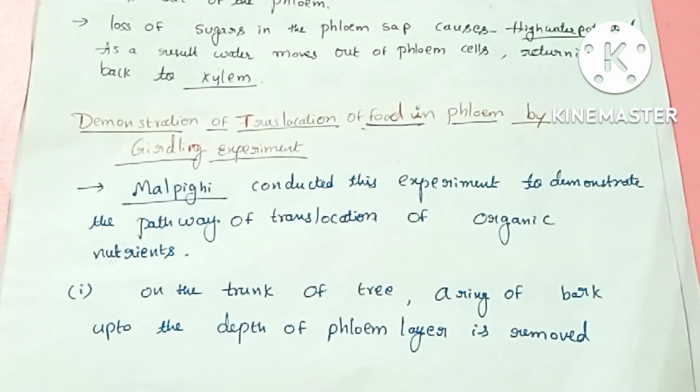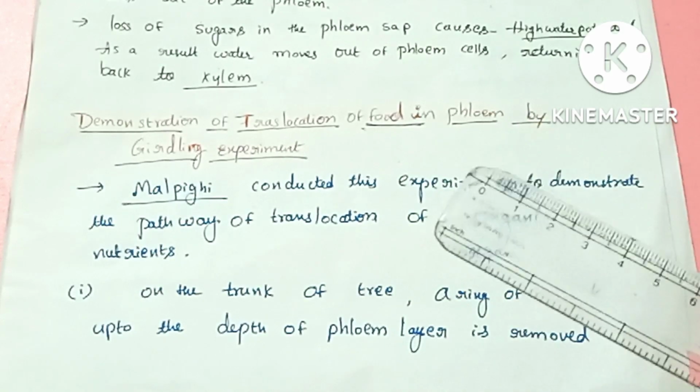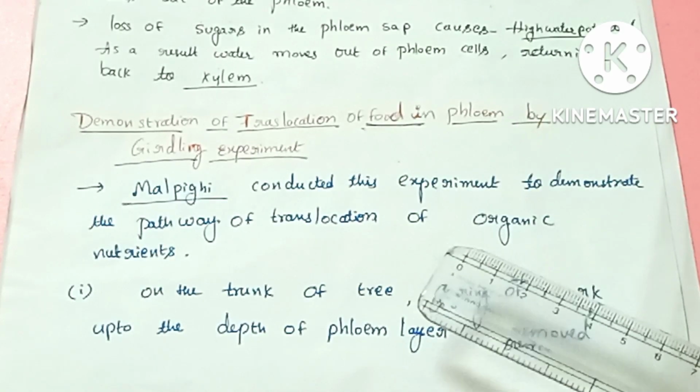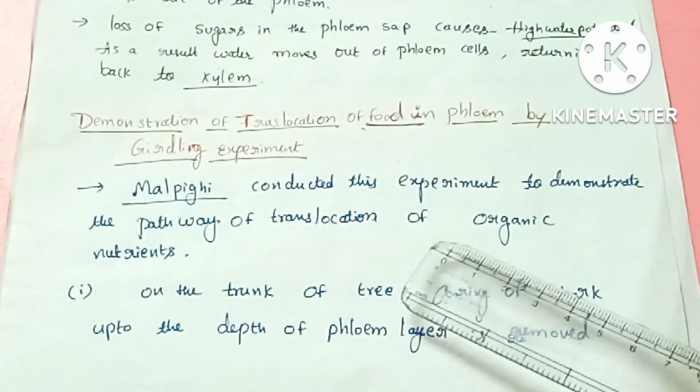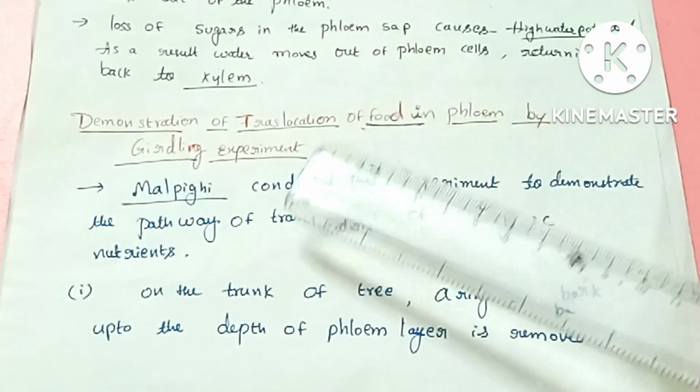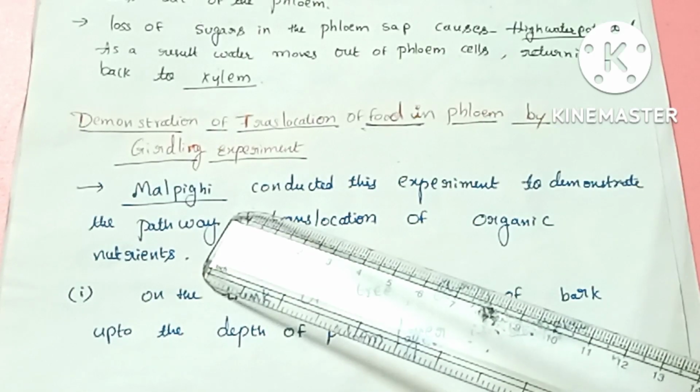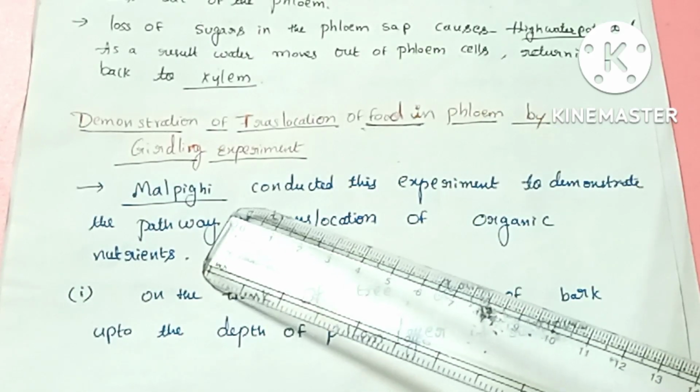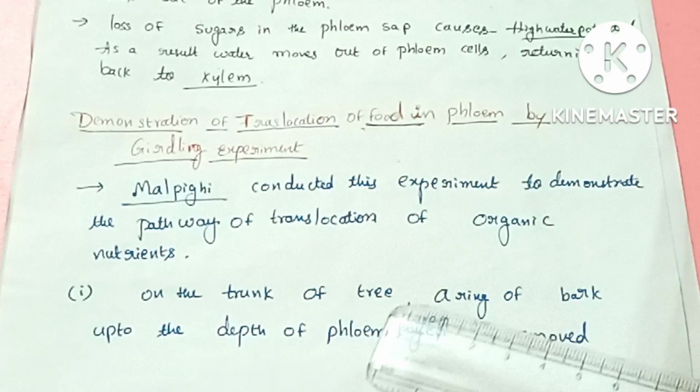The next one is demonstration of translocation of food in phloem by the girdling experiment. This experiment is conducted to demonstrate the pathway of translocation of the organic nutrients in plants. That is, to identify the tissue which translocates the organic nutrients. And this experiment was conducted by Malpighi.